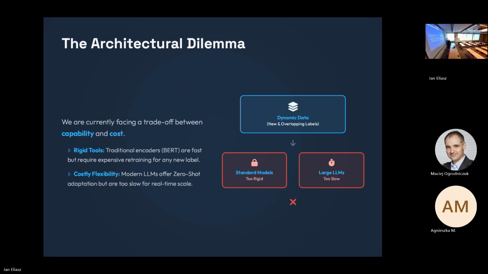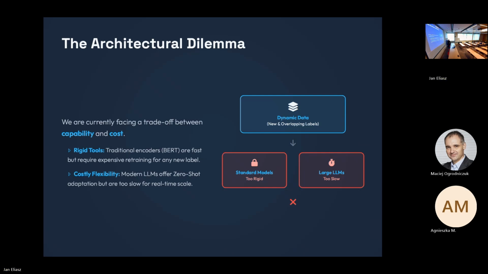If we have standard models, encoder-only language models like BERT and this kind of thing, then if we want other affective states to classify, to label, we need to retrain the entire model. And this is often not feasible. So we want something that is more flexible.